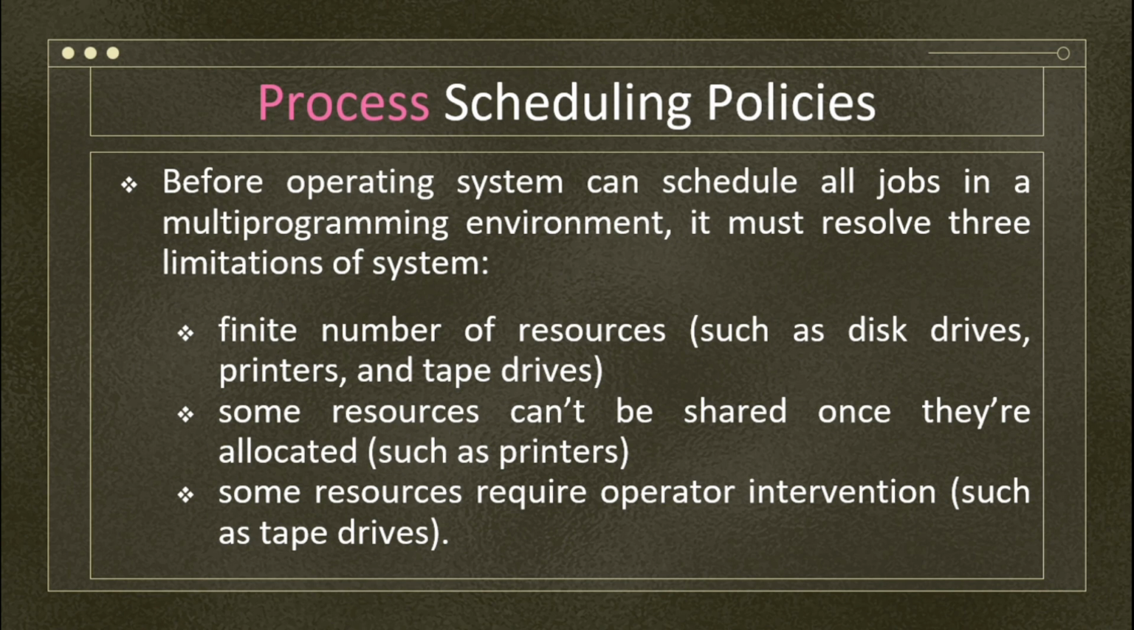Before the operating system can schedule all jobs in a multi-programming environment, it must resolve three limitations of systems. First, a finite number of resources such as disk drives, printers, and tape drives. Second, some resources can't be shared once they are allocated, such as printers. And the last, some resources require operator intervention, such as tape drives.